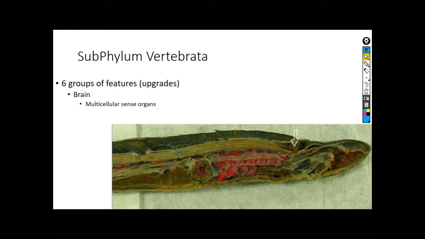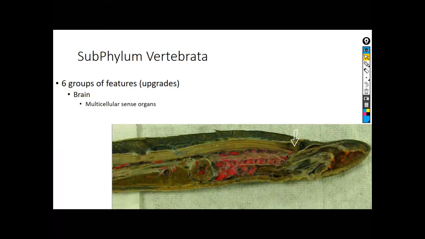So how did we do it better as vertebrates? Well, one of the things that we did, so here's a lamprey, which you guys will get to handle in lab, is we added a brain. And we don't body judge, so here's our lamprey's brain, right under that little white arrow. I see body judgment in this classroom. All right, so here's our brain.